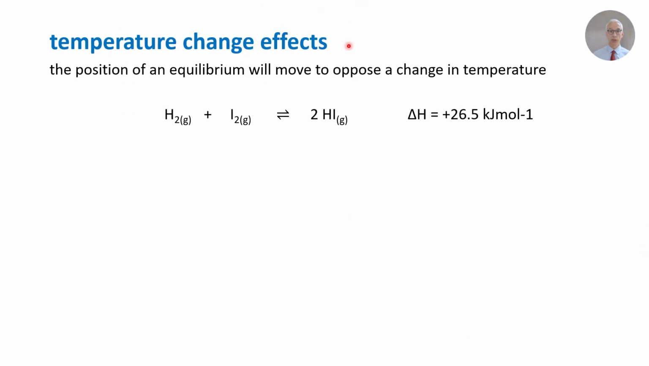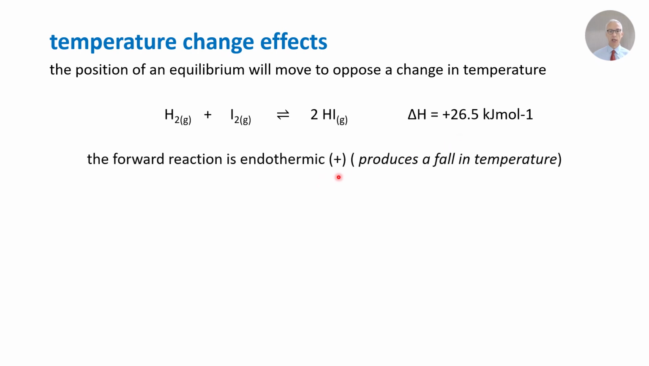Let's look at temperature change effects. Here's Le Chatelier. The equilibrium will move to oppose a change in temperature. Consider hydrogen and iodine making 2 moles of hydrogen iodide. Delta H for that equilibrium is plus 26.5, which means it is endothermic in the forward direction. So that means the forward change produces a drop, a decrease in temperature of the surroundings.